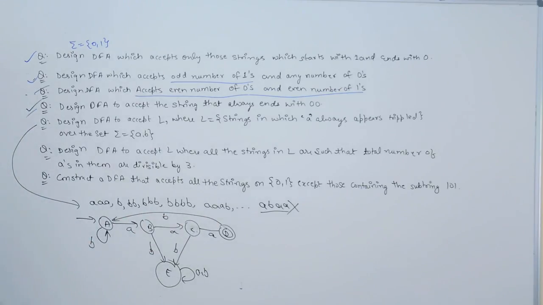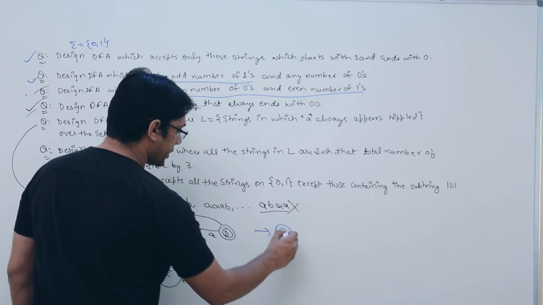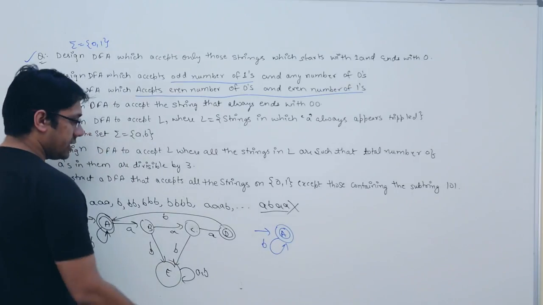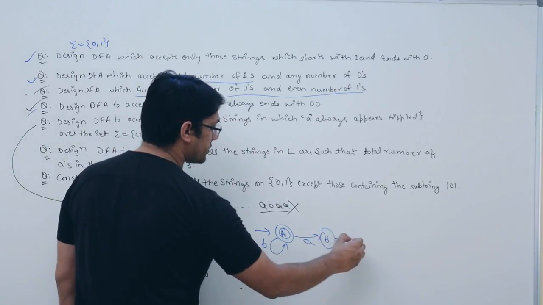And initially it is allowed, because initially the number of B's is even and it is allowed. You can further minimize it. What you can do here is make it like this. Initial state is A. We can have any number of B's in the beginning. As soon as we get one A, then we should get three A's.